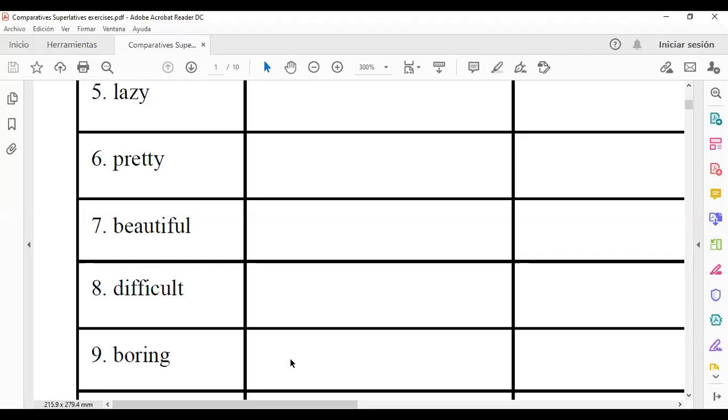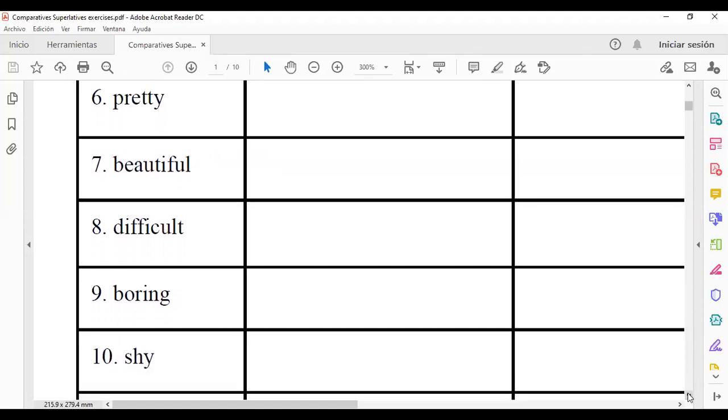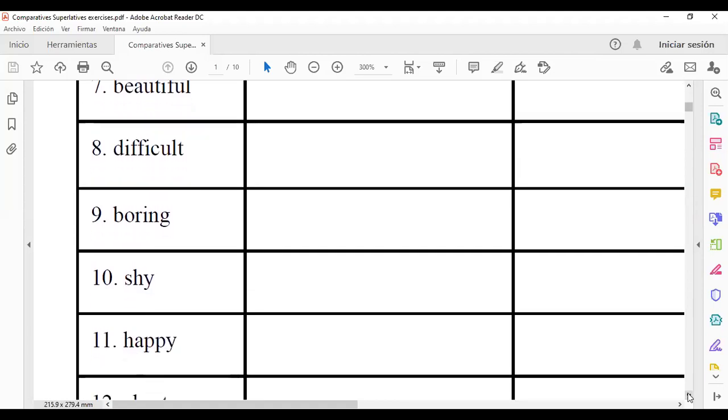More boring than. Pero si son adjetivos de tres sílabas, cuatro sílabas a más, igualmente vengo y agrego more y el than. More beautiful than. More difficult than. ¿Ok? Ok. Any other question?